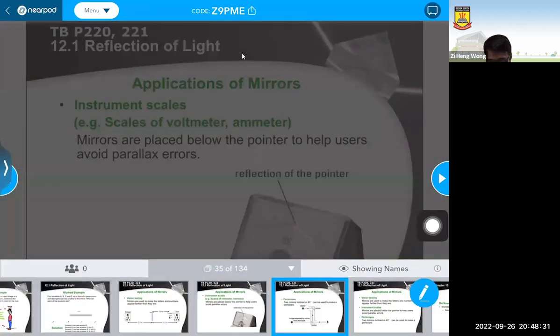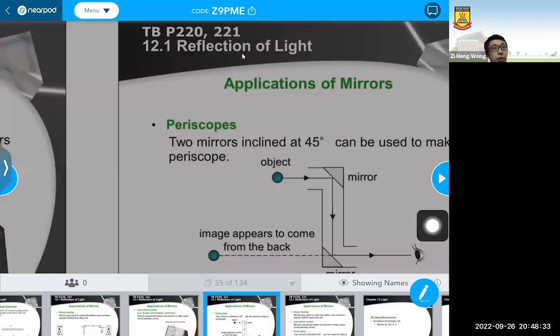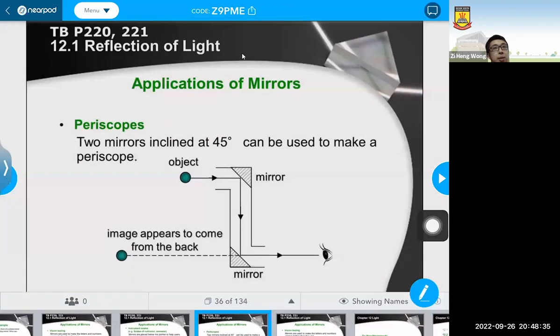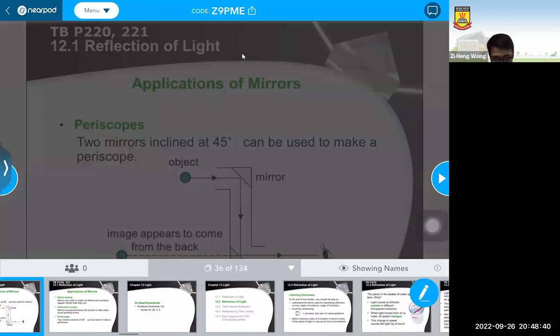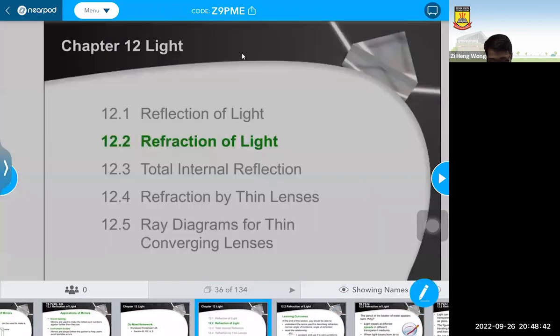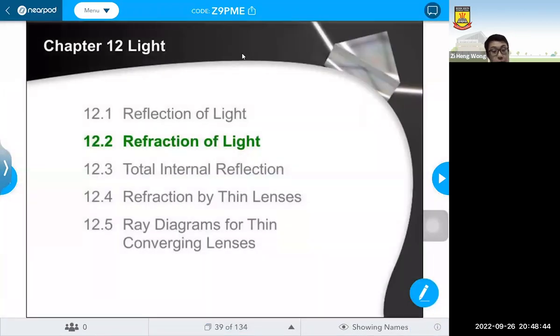Then periscope. I think some of you talked about this in primary school, you can use a periscope, as in use mirrors to make a periscope. If not, that is all about reflection. So far, any questions? No. Okay.